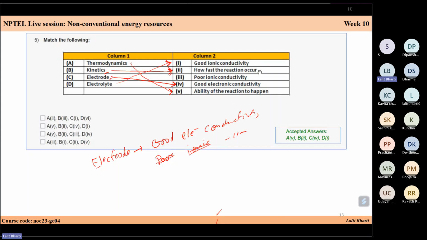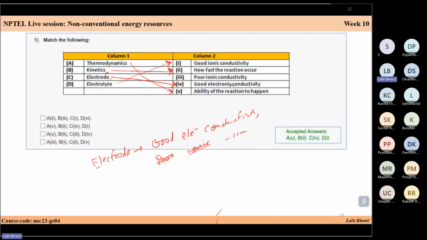Then, how fast does the reaction occur? Fast or slow depends on the kinetics. The term kinetics is itself about how fast or slow your reaction is occurring. If your kinetics are very fast, it means your reaction is very fast. When your kinetics are slow, it means your reaction is slow in nature. Then poor ionic conductivity, so we don't have any option for that.